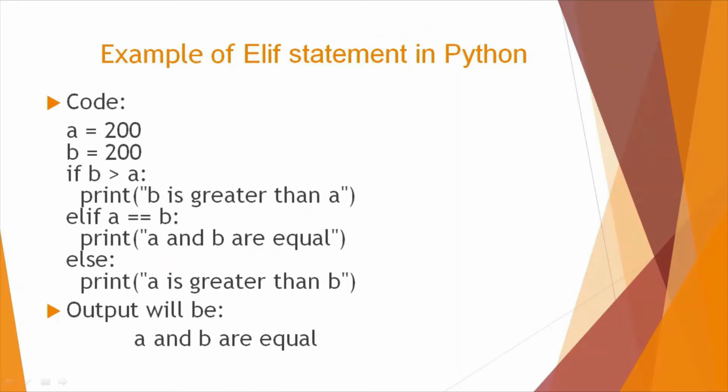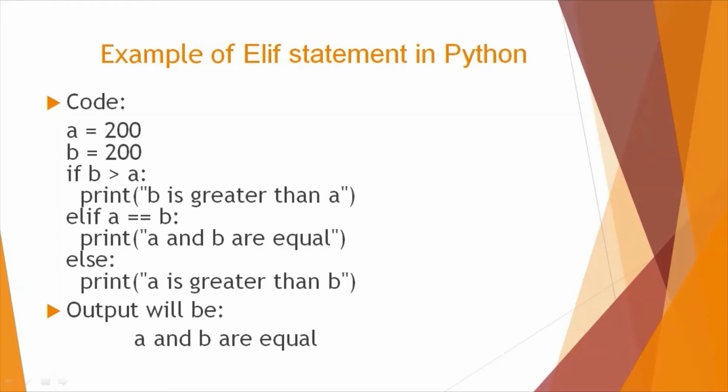So here we have an example of the elif statement in Python. First of all, we have this code in which a is equal to 200 and b is equal to 200 as well. It will first check if b is greater than a, and here, as b is not greater than a, it will not run this statement. It will go to this elif and check if a is equal to b. As both are 200, this elif condition is true, and a is actually equal to b. So it will run this statement inside this elif. So the output will be a and b are equal. As this elif statement is true, it will not run this else statement.